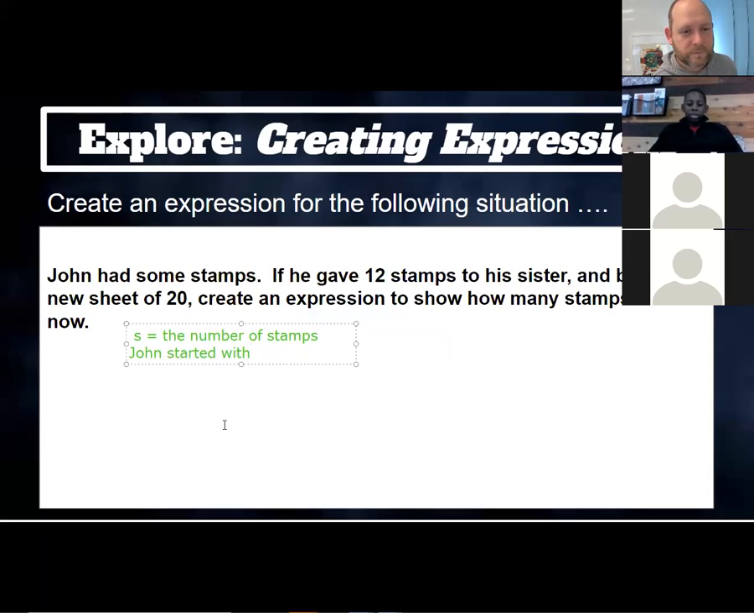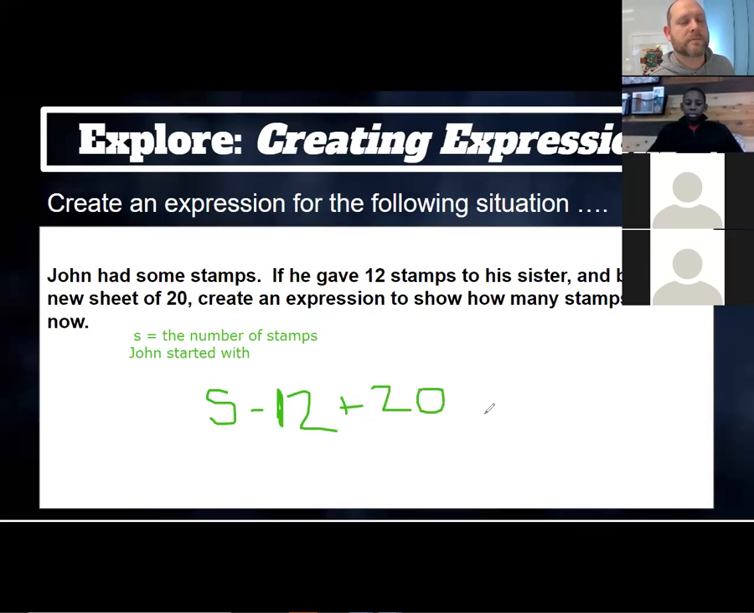So if he gave 12 stamps to his sister, it would be subtraction. Okay. So I start with that and I take away 12. And then I bought a new sheet of 20. Heidi, what would I do with that 20? You'd add it. You got it. So there's an expression. There's how many stamps you would have now. He started with whatever S is, took 12 away to give to his sister, added 20 more when I bought the new sheet. That would give me how much I have now, right?